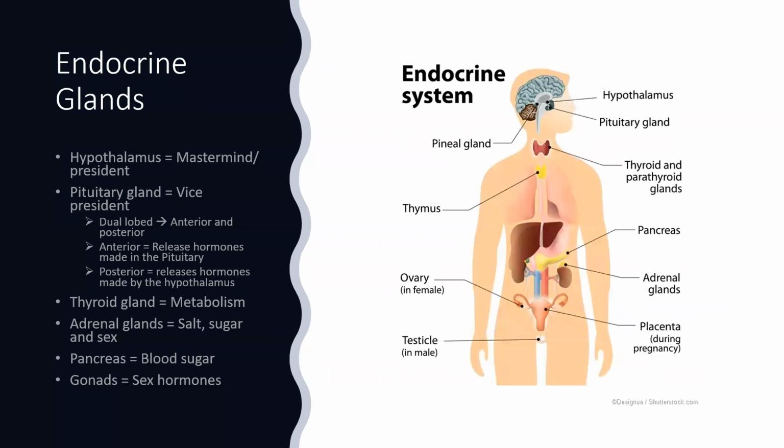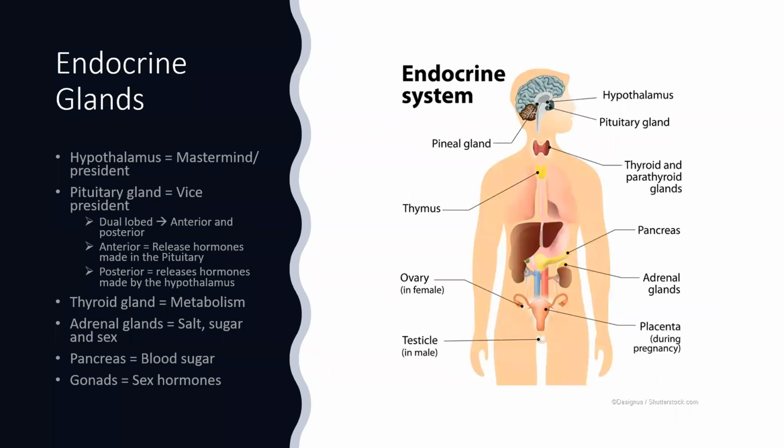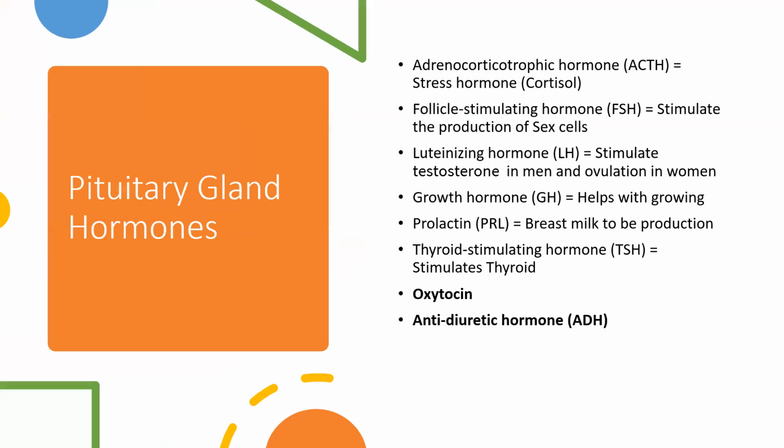If you notice, this is why I say that the hypothalamus is the mastermind. It has pretty much mostly releasing or inhibitory hormones, and it doesn't really release anything itself. Everything goes to the pituitary. Antidiuretic hormone and oxytocin don't have a releasing or inhibiting form, but they are not even released by the hypothalamus. Everything goes to the pituitary. That's why it's the mastermind, the CEO. It makes the pituitary do all its work for it.